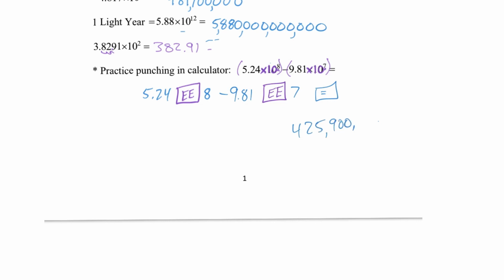So if you struggled with the E buttons, I'll help you in just a minute. Other people, if you got it, great. Go start doing the homework.